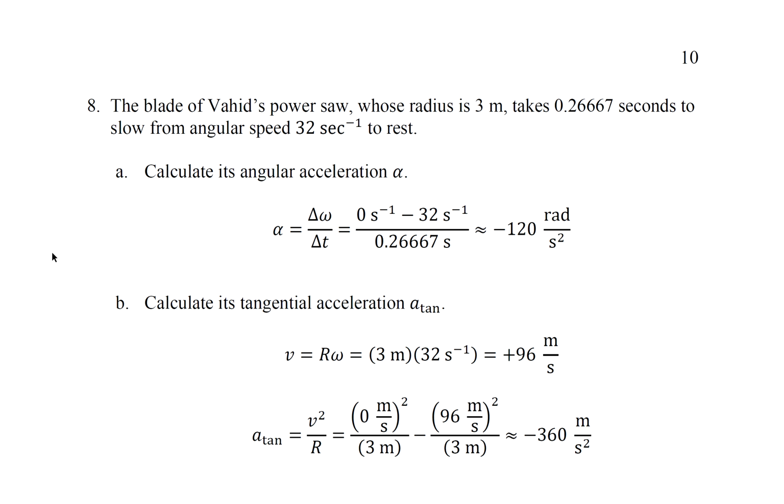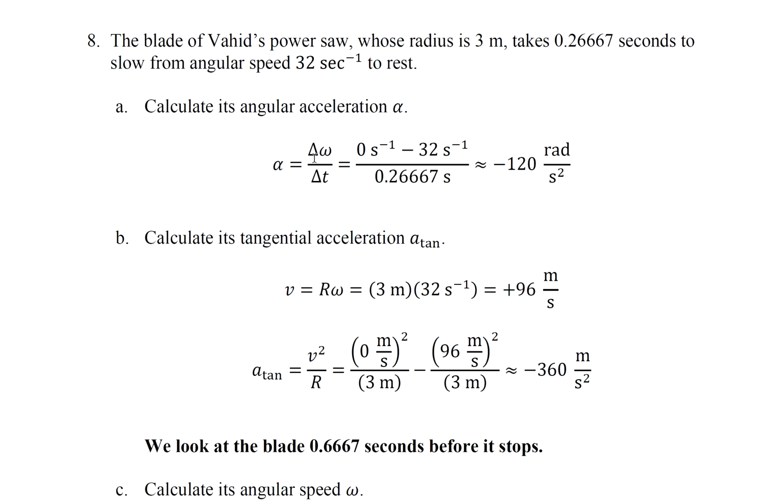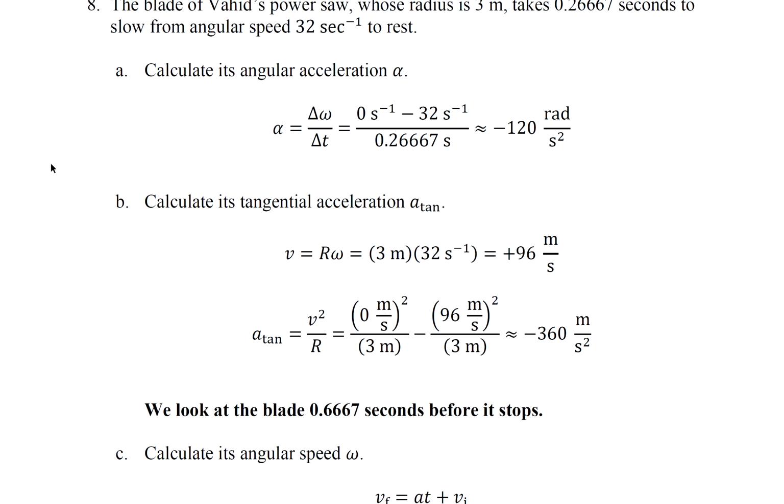Question 8. The blade of Vahid's power saw, whose radius is 3 meters, takes 0.26667 seconds to slow from angular speed 32 rad/s to rest. Part A, calculate its angular acceleration alpha. So we're going to use the equation delta omega over delta t. Part B, calculate its tangential acceleration. V equals R omega. And a tangential is V squared over R.